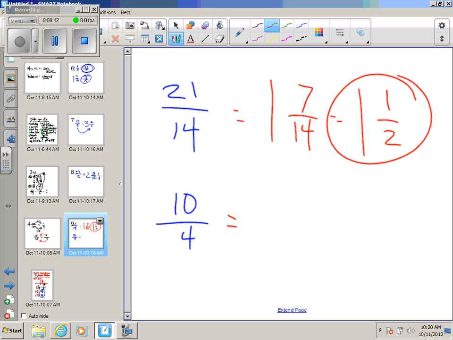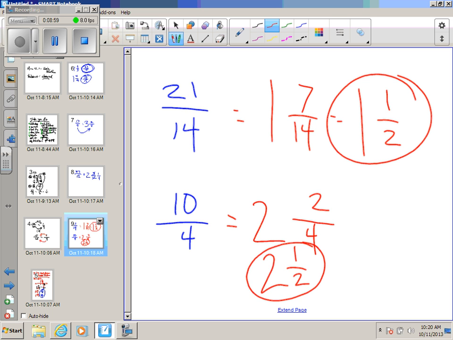10/4. How many times can I put 4 into 10? 2 gives me 8. If I take 8 from 10, how many are left? 2, which equals 2 1/2. So 1 1/2 and 2 1/2 is what we have for those.